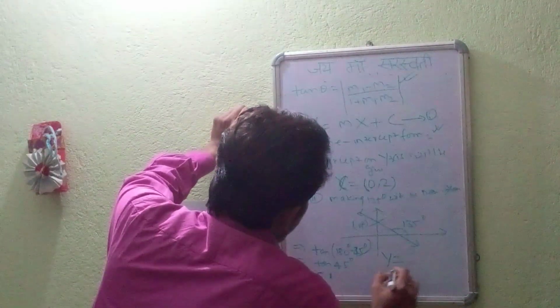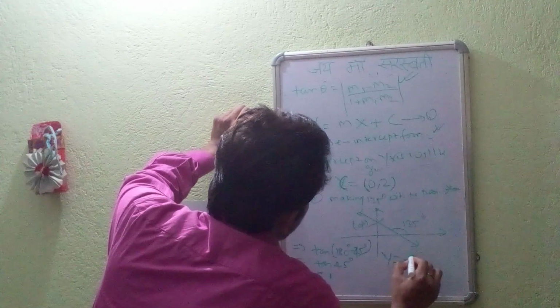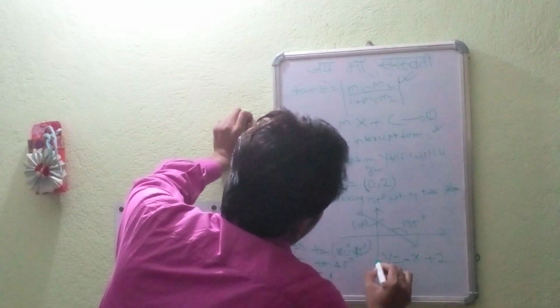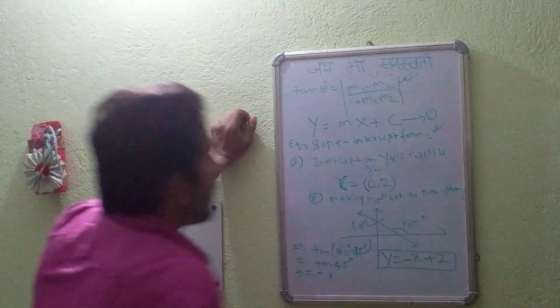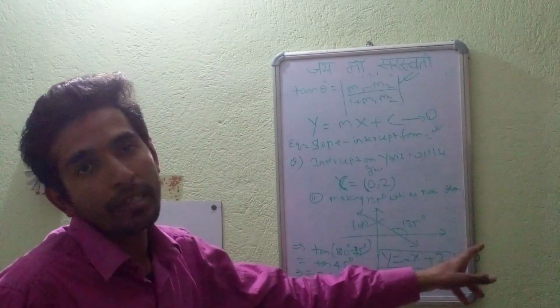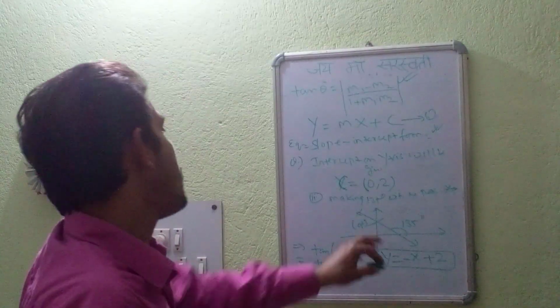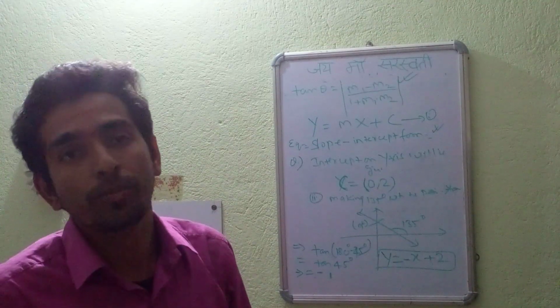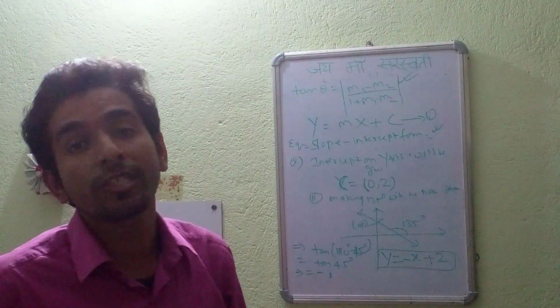Y is equal to mx plus c. And what is the c? It is 2. So y is equal to minus x plus 2. This is the equation of the straight line where the slope is given as minus 1 and the intercept is given as plus 2. That is the equation of the line. We have taken one example which is of the form y is equal to mx plus c.